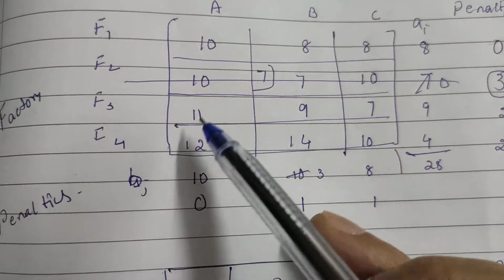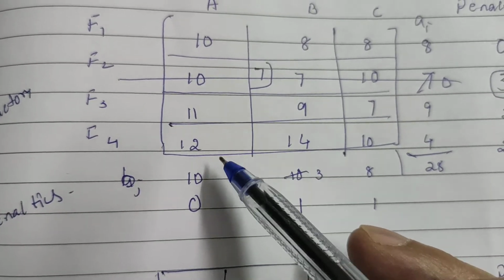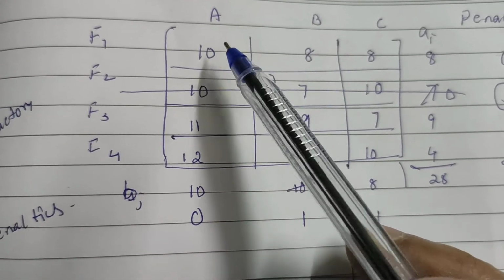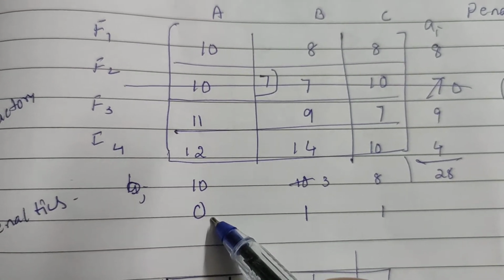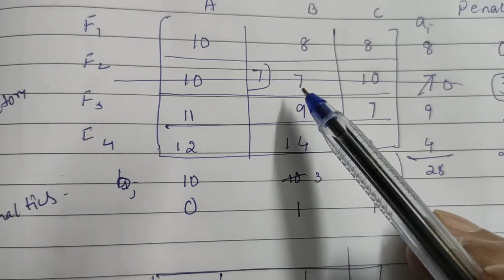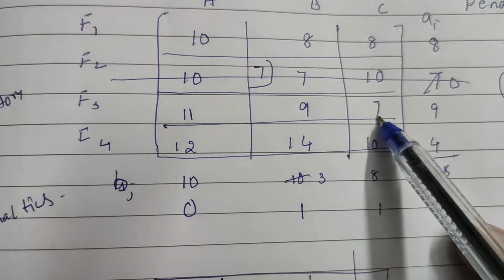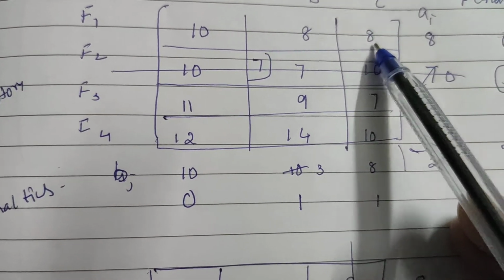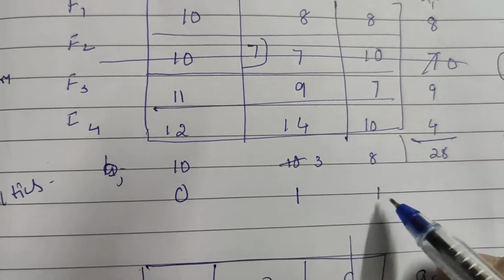Same for the column-wise. For the first column, the first minimum is 10 and the second minimum is also 10, so 10 minus 10 is equal to 0. Next column: the first minimum is 7 and the second minimum is 8, so 8 minus 7 is equal to 1. Next column: the first minimum is 7 and the second minimum is 8, so the penalty is 1.